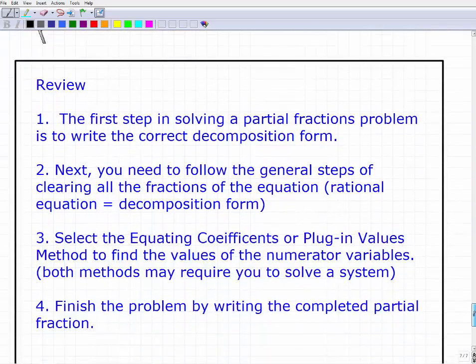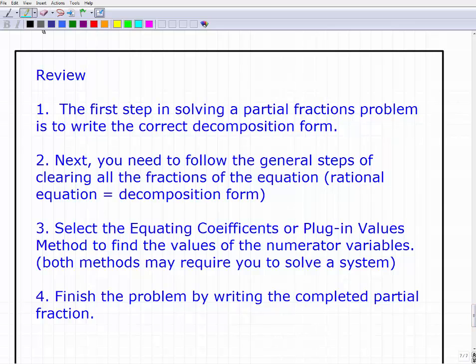So in review, the first step in solving a partial fractions problem is to write the correct decomposition form. Now, again, if you didn't master lesson part 1, you're going to end up writing the wrong decomposition form, and so all the method and work that follows from that is going to be wrong. So make sure you don't even start this until you get that down. And that's going to require some real tremendous factoring skills and so on.